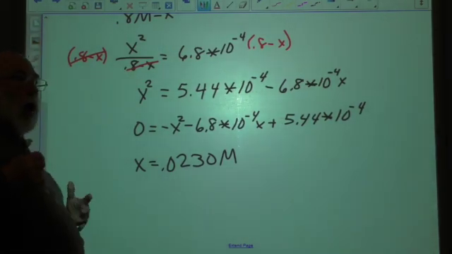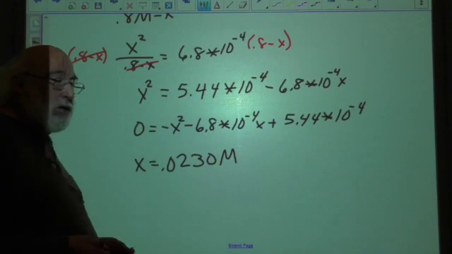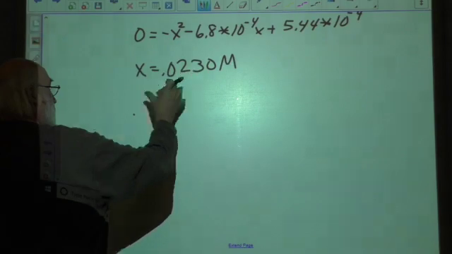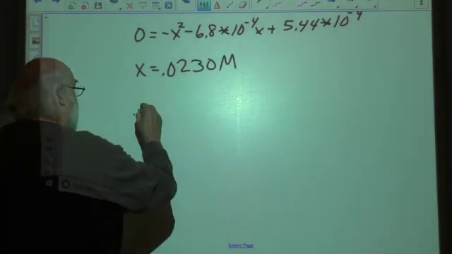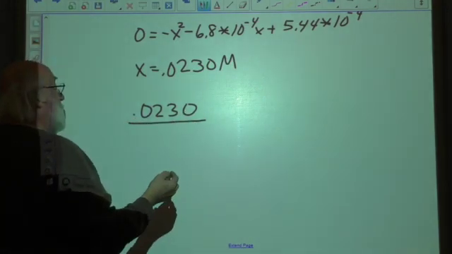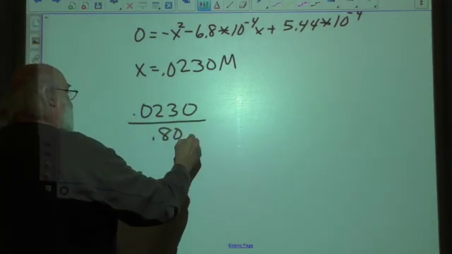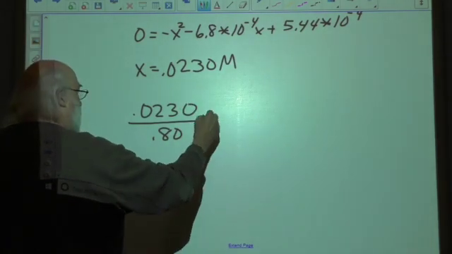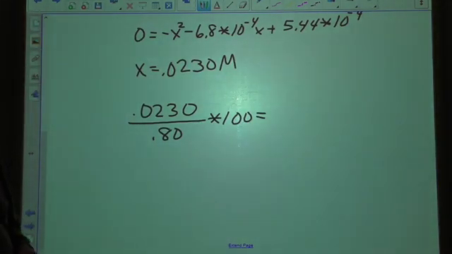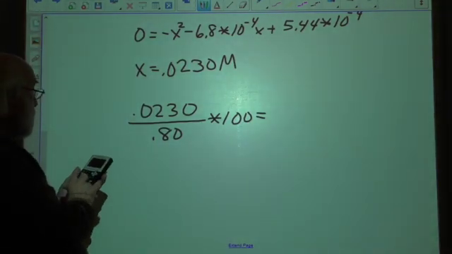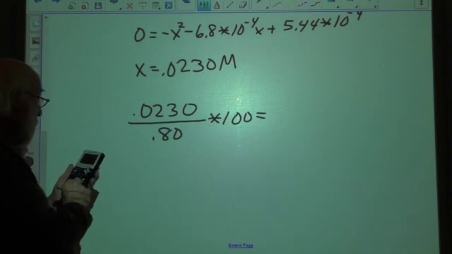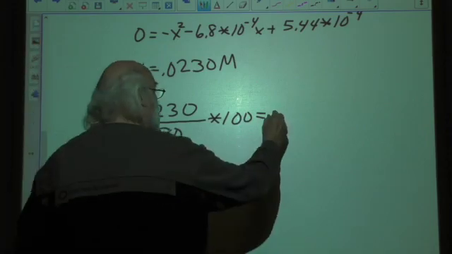Now, how do we figure out the percentage of ionization here? You take your amount that did ionize out from the hydrofluoric acid, 0.0230, divide it by the original concentration, which we said is 0.80. Both moles per liter will cancel out, times 100, and you get 0.0230 divided by 0.80. You get 28.8%.